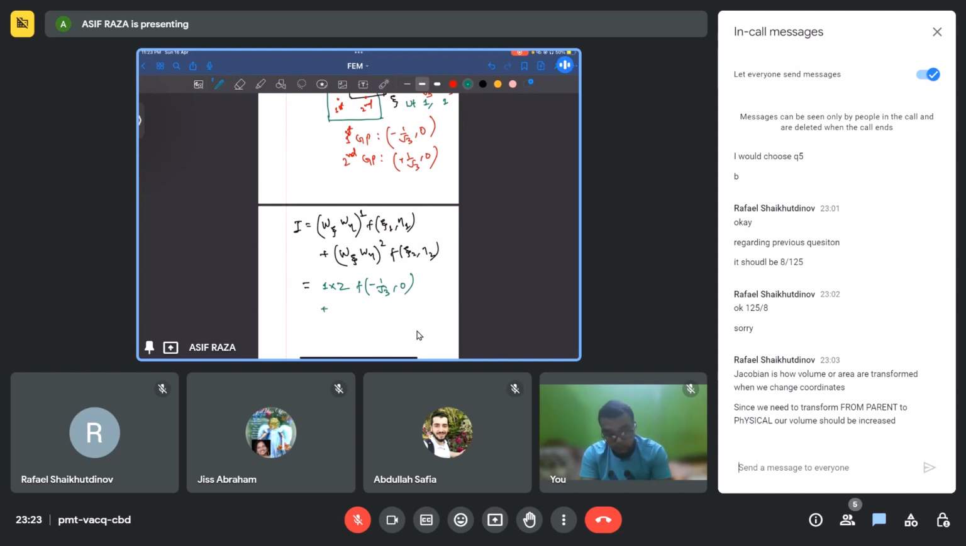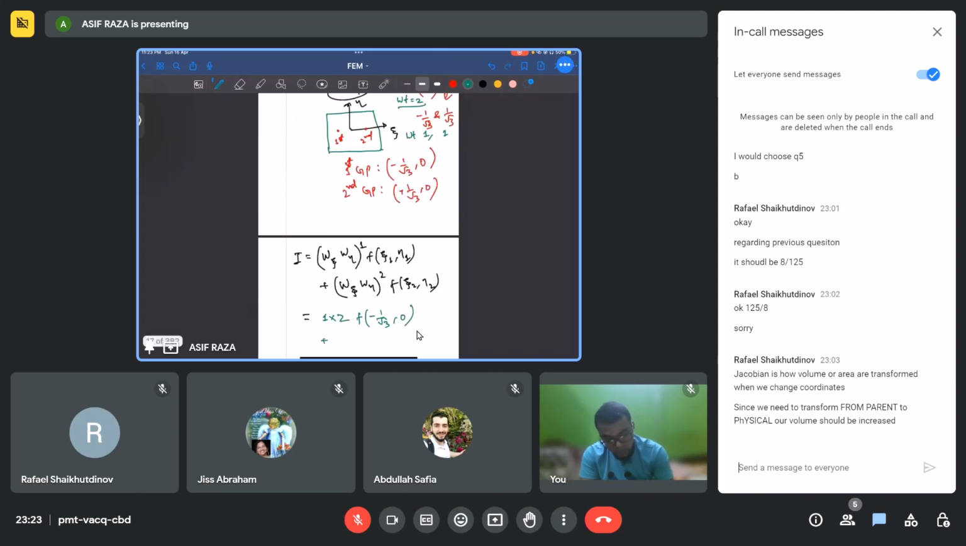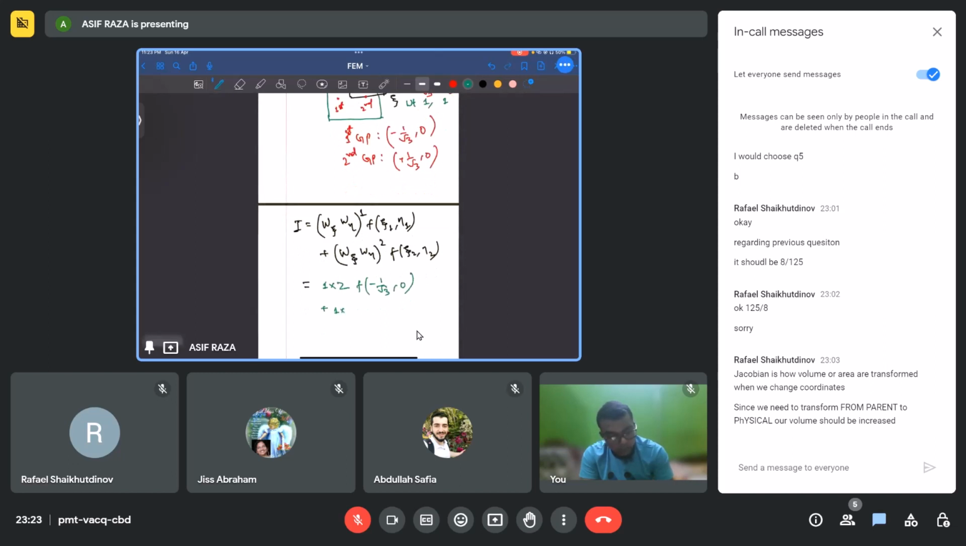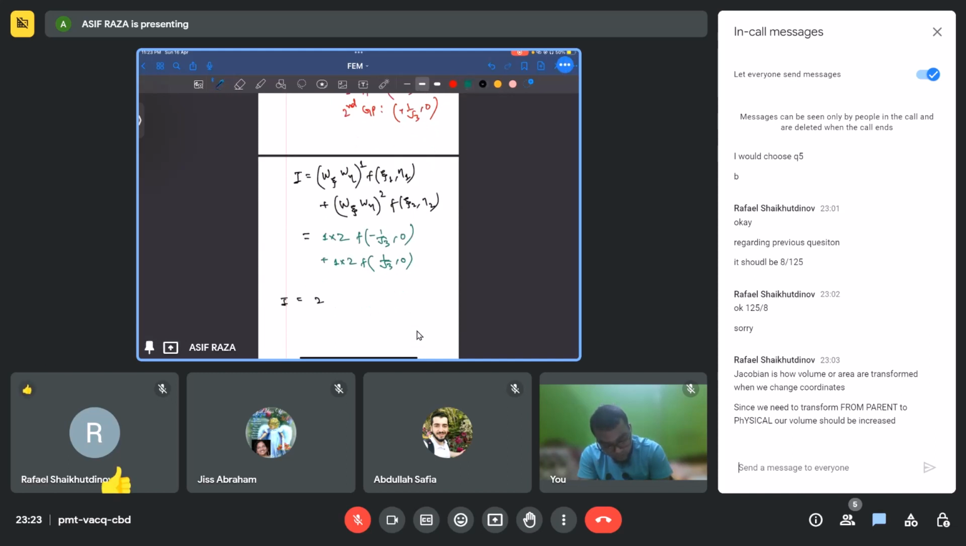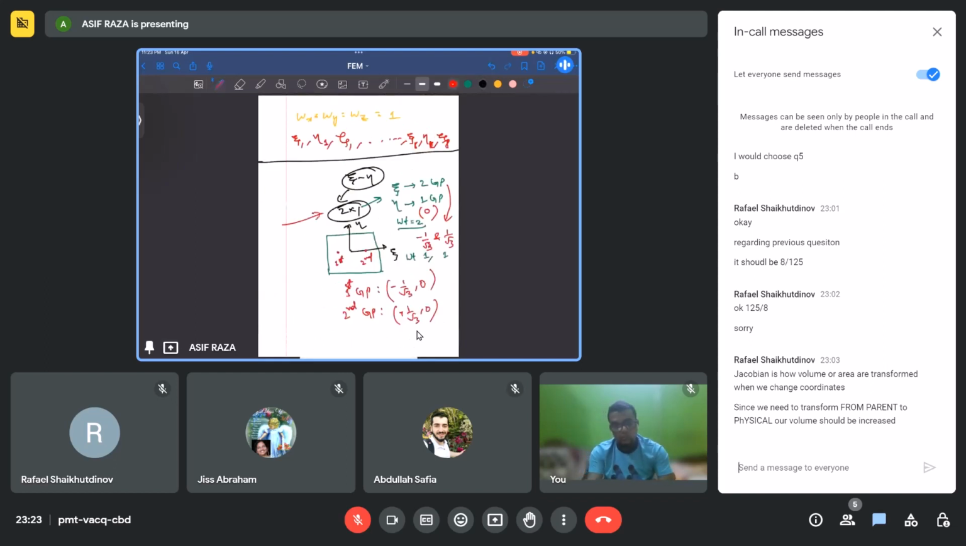Similarly, for the second Gauss point, with respect to xi, it has a weight of 1. For eta, it's 2. And the function is evaluated at 1 by root 3 comma 0. So this is what my integral would be finally: 2 times of f(minus 1 by root 3, 0) plus f(1 by root 3, 0). The thing which I have told is just for the 2 by 1 Gauss quadrature system.